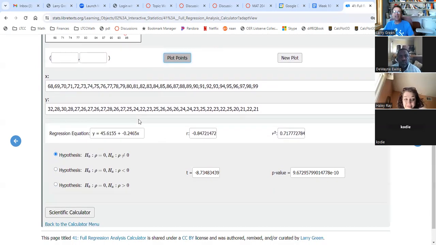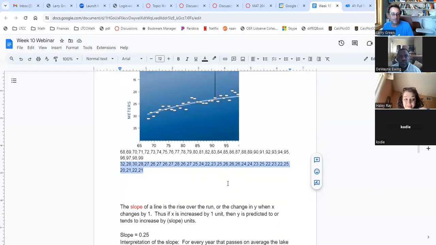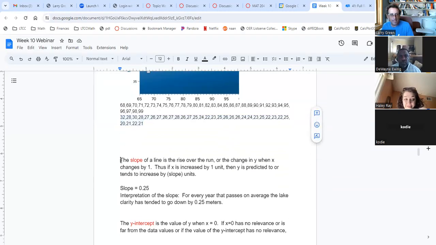And now let's look at all our numbers. So we have R equals negative 0.847. So again, it has a negative slope, so R is negative. R squared is about 0.72. And we'll get to this other stuff a little later. And we can look at the slope.